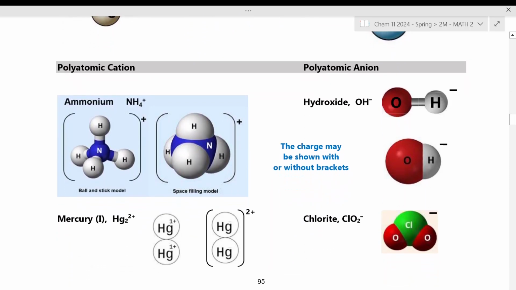For polyatomic ions, very often what we will do is put brackets around it and put the charge on the outside. You're not going to have to draw this, but you will need to recognize it. You'll look at it and go, many atoms, charge, polyatomic ion. Yes? Sometimes we don't put the brackets, and that's okay too. As long as you have many atoms with a charge, that is a polyatomic ion.